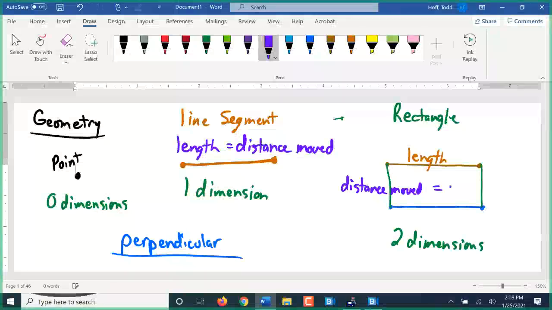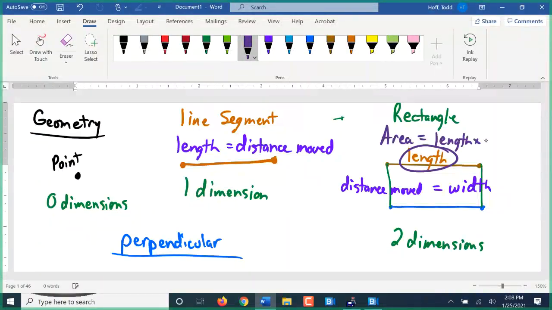That distance moved is commonly called a width. A rectangle, at least, is called a width. And that, of course, makes an area. The area, the size covered by that rectangle, is dependent on those 2 quantities, the length. And I'm going to write down width here, but we know that width is really a distance moved.